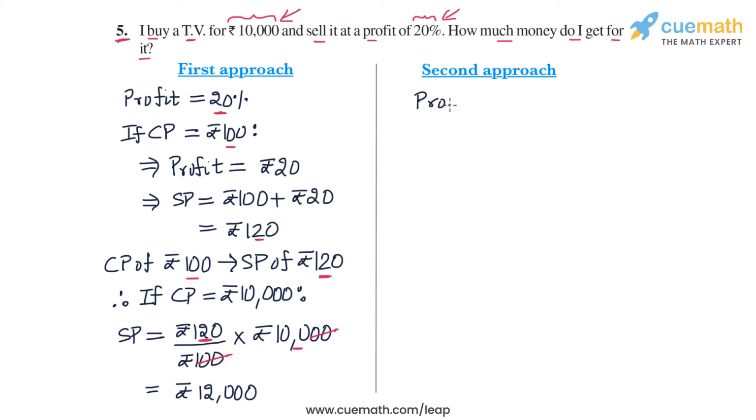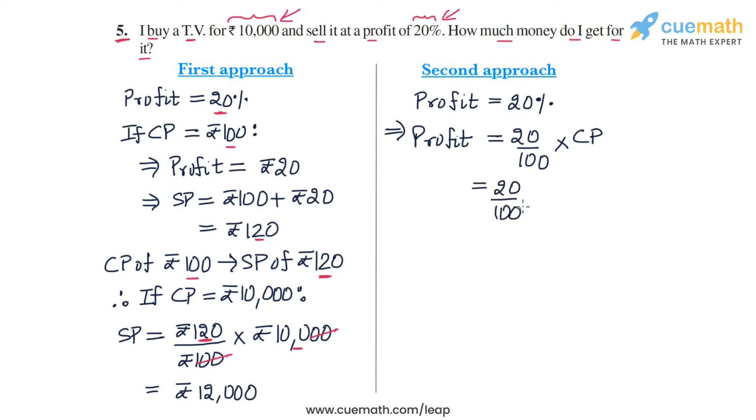So once again, the profit is given as 20%. Now we will find the absolute value of the profit. So the profit will be 20% of the cost price. So 20 by 100 into the cost price, or 20 by 100 into the cost price is rupees 10,000. So 20 by 100 into 10,000. So two zeros we cancel, 20 into 100. So this will be rupees 2,000. So a profit of rupees 2,000 was made.